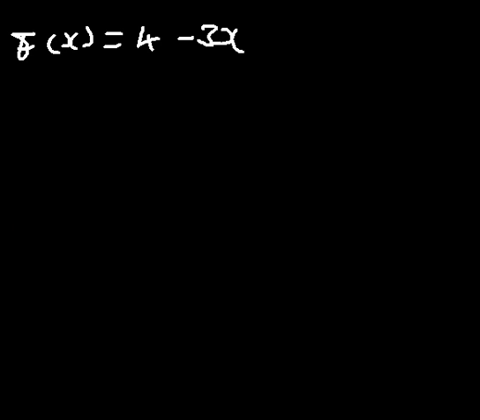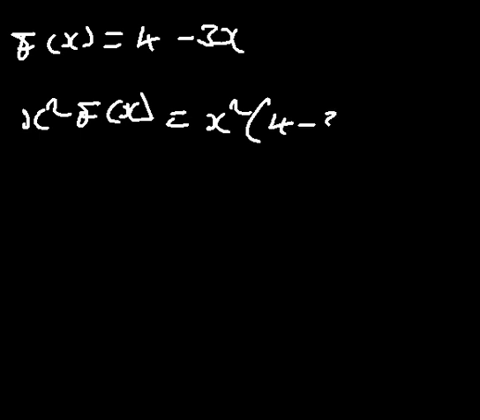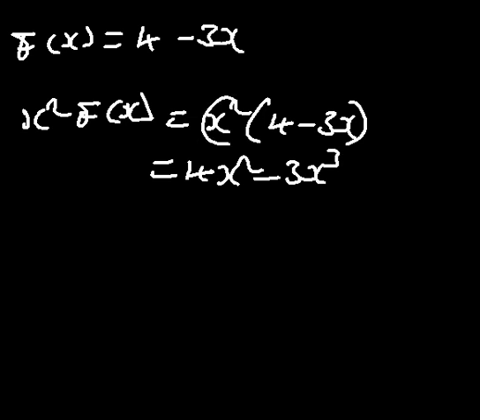And what if we have this case now? Let's say we have x squared times f of x. So now the principle remains the same. This is the same as x squared times f of x, which is 4 minus 3x. And that will be given as 4x squared minus 3x cubed, upon distributing x to the power 2 and inserting it there.